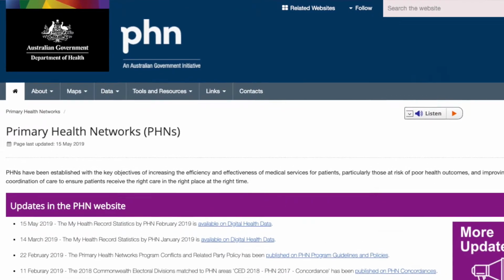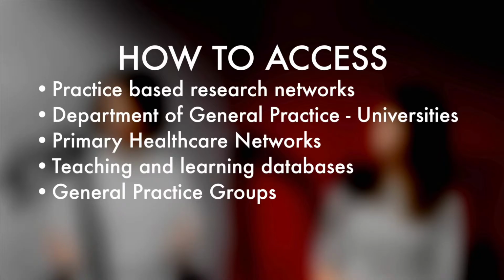Some people do this through the primary healthcare networks or a teaching and learning database through a university. There are sources of groups of general practices that people can approach, saying that you do want to approach GP practices that are also research naive.